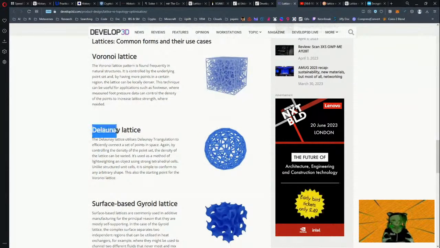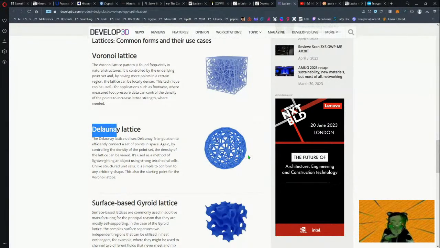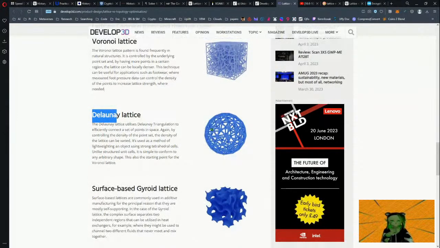Same thing with this one, this Delaunay. Now this Delaunay lattice, it's basically got no internal. It is a single set structure. This is like a one-time password being sent. There's only one way to get the output. But once you get that output, it's pretty fast to get.